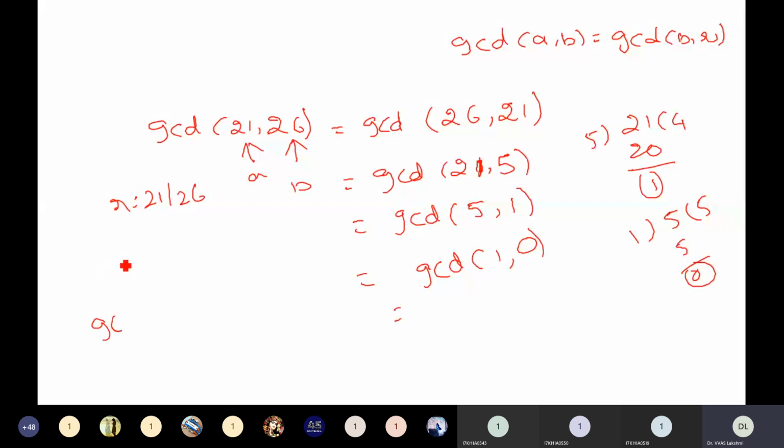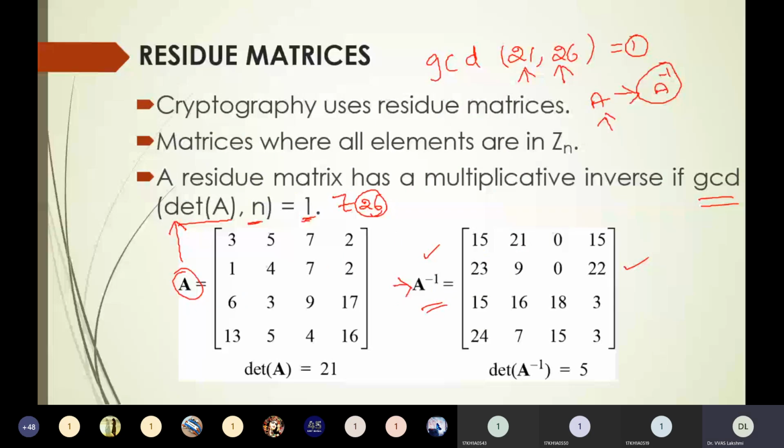So here there is another formula: GCD of A, 0 is equal to A. Here A is 1 and the other is 0. That's why the final answer is 1. So whenever you get the GCD of the determinant of A and n, this value should be 1. Then only the multiplicative inverse exists, and then only will we calculate the multiplicative inverse, that is A inverse.